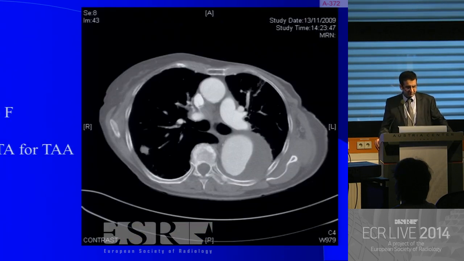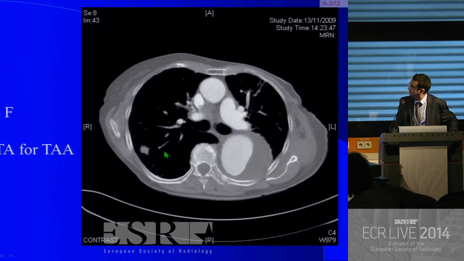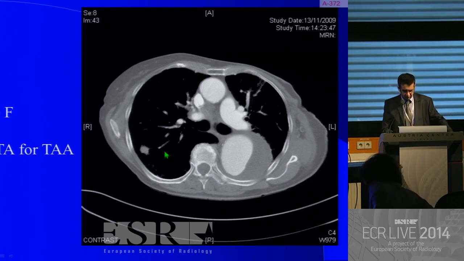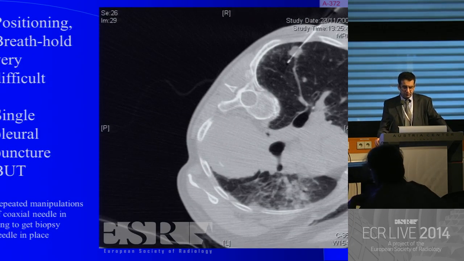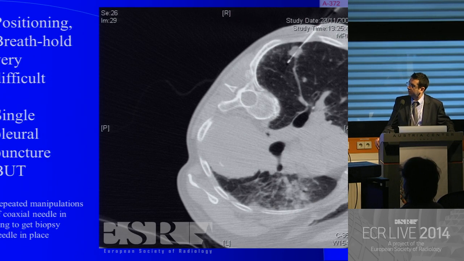So, an 86-year-old lady who was being investigated for a very large thoracic aneurysm, and was found to have an incidental lesion in the right lung. The family and the patient and the clinicians wanted us to get a diagnosis for this. She was actually, despite her age, a very fit 86-year-old. And in my unit, we are fairly aggressive in terms of stenting if we need to be for the thoracic aorta. So we had difficulty getting the biopsy.